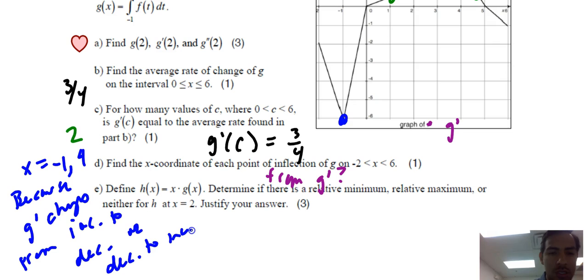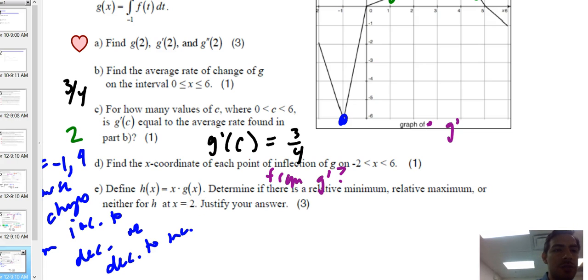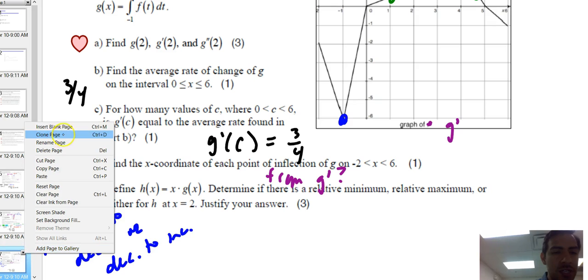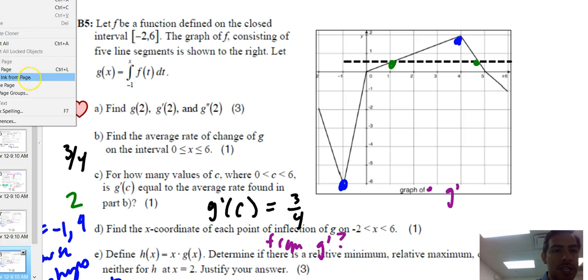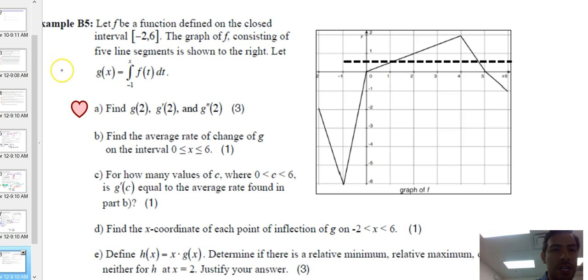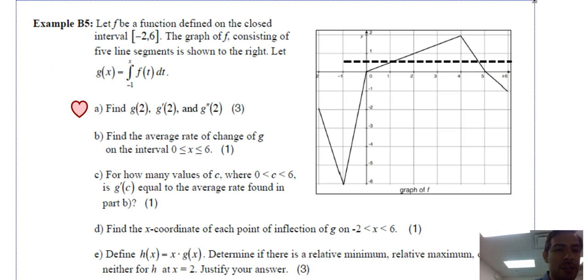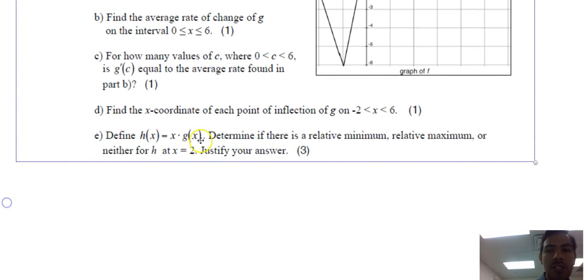Now let's go on to the last part, which is E. Determine h of x equals x times g of x, to determine if there's a relative min, relative max, or neither. Okay, so let me duplicate this page and clear this. This is a trick that Courtney Schmidt taught me, clearing all the ink from the page. It's been a lifesaver.